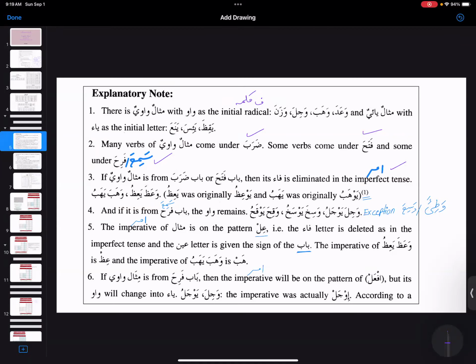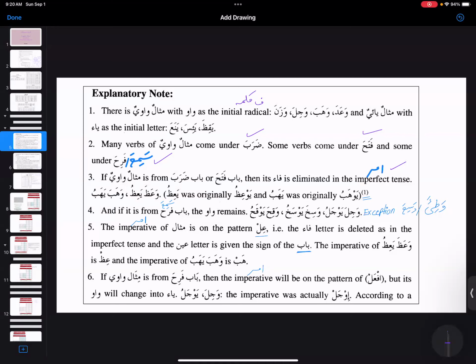And examples are given. Wahaba, yahabu, and wa'adha, ya'idhu. So these are the examples. And if it was from bab sami'a or bab fariha, the waw remains. So they are saying that in sami'a, it is going to stay there. They are not saying that with any harfi halkiya, because in one book I found that if there is a harfi halkiya in bab sami'a, then the waw is dropped. But they are not saying that.